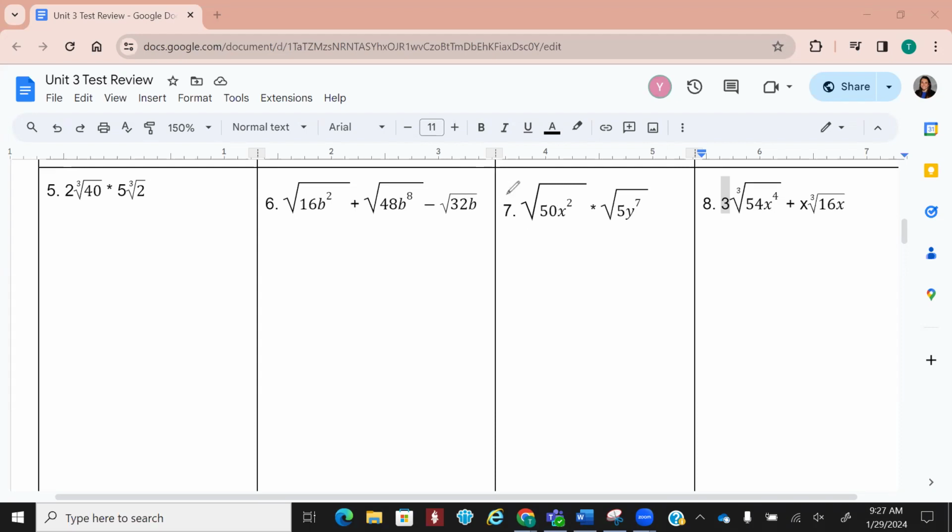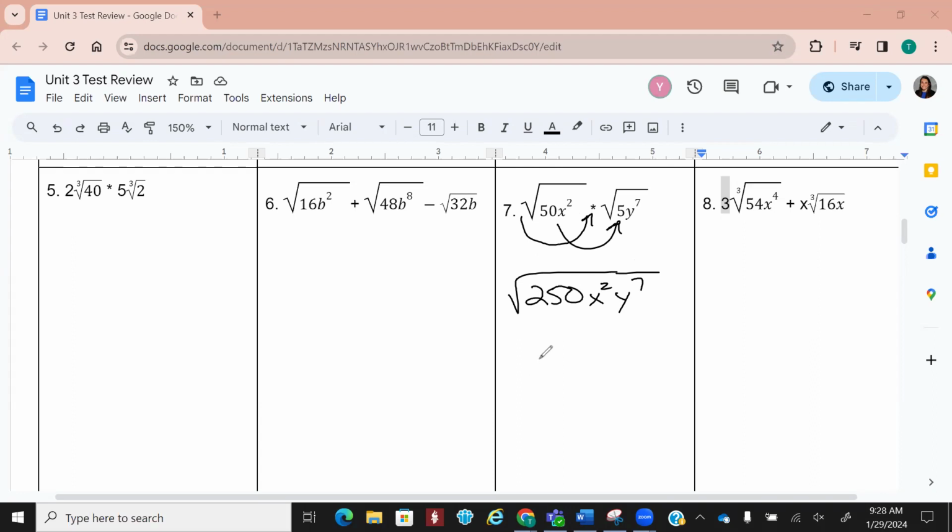So multiplying, you multiply the outsides together and then you multiply the insides together. So the outsides are 1 times 1, which will give us 1. And then 50 times 5, which is 250. And then y'all asked me about how do you multiply variables? You just stick them beside each other. So like x squared y to the 7th.